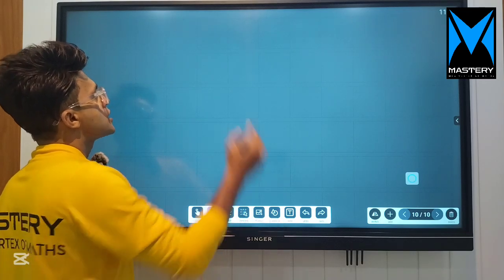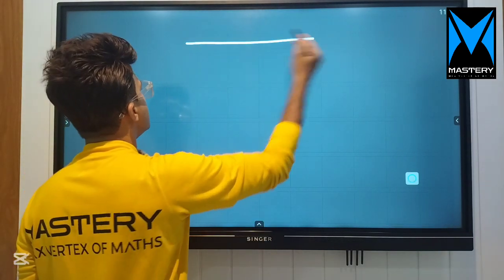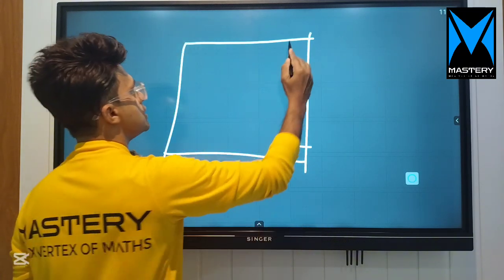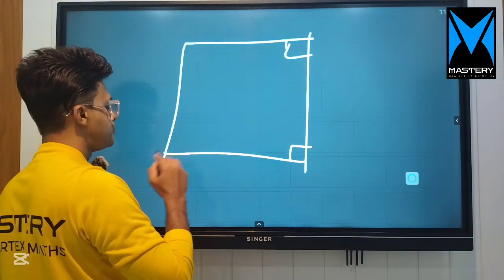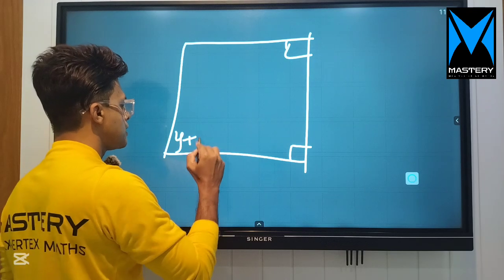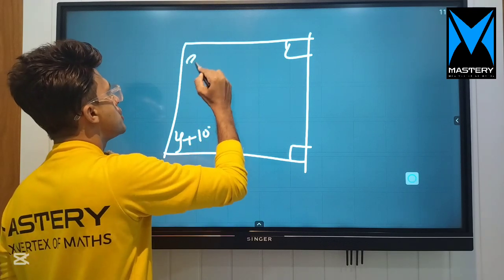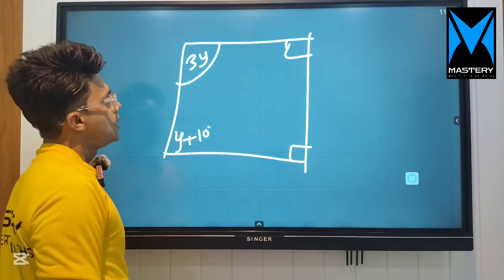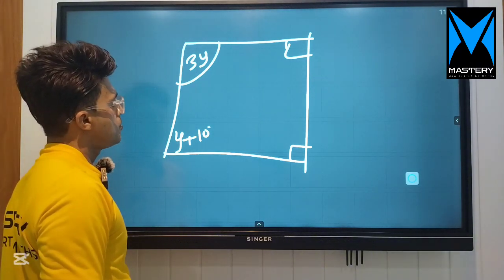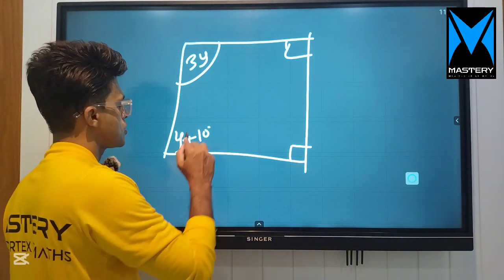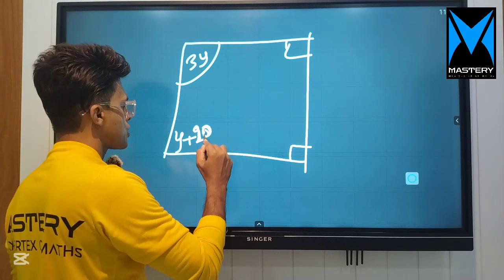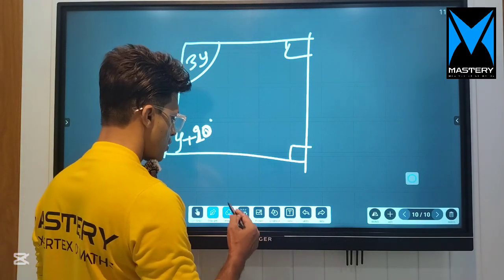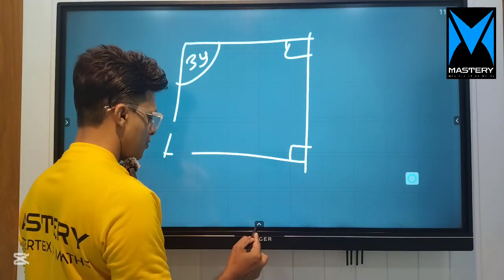Yes. Let's do this type of one. This is 90. This is 90. This is y plus 10. This is 3y. How do we get the value of y here? I will write this one as y plus 20, and the other as y plus 20.